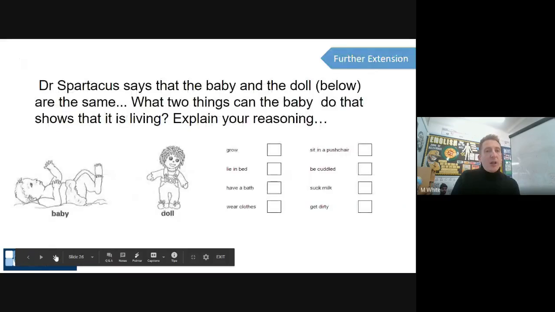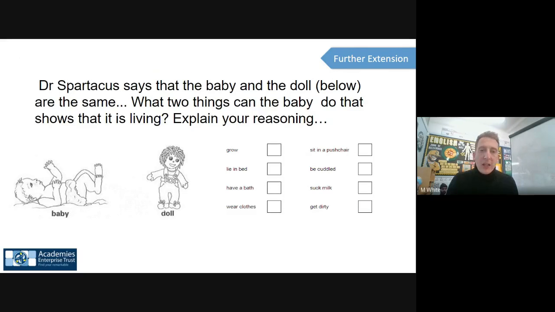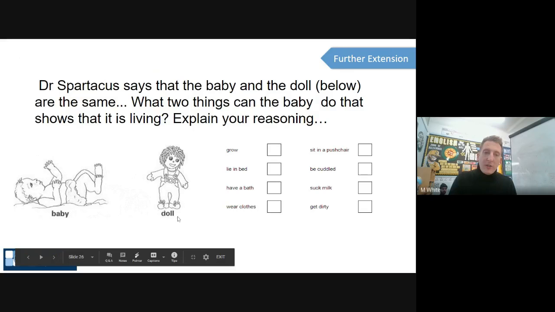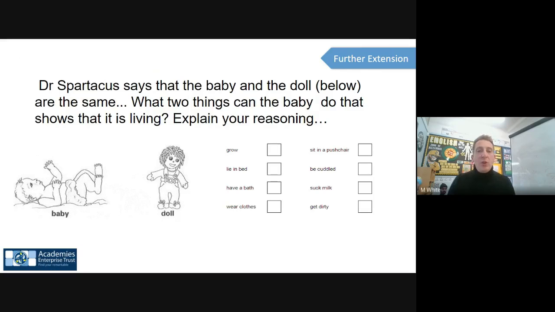The next thing that I'd like you to do is the further extension or explaining task, okay? And it says, Dr. Spartacus says that the baby and the doll, which are in the pictures here, here's the baby, and here's the doll, are the same. What 2 things can the baby do that shows that it is living? And then explain your reasoning.